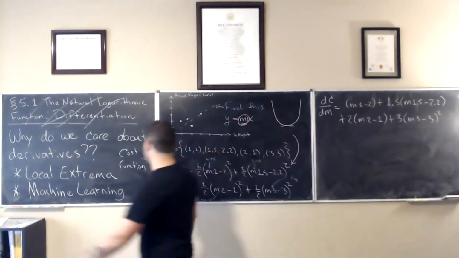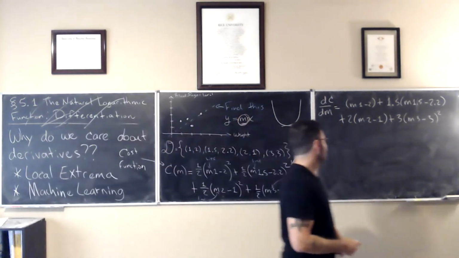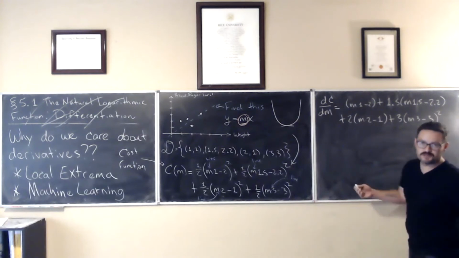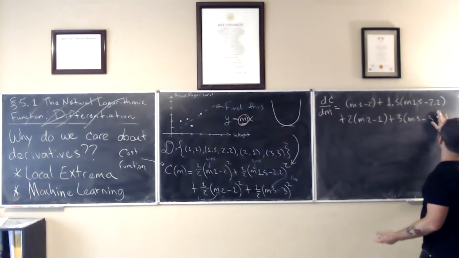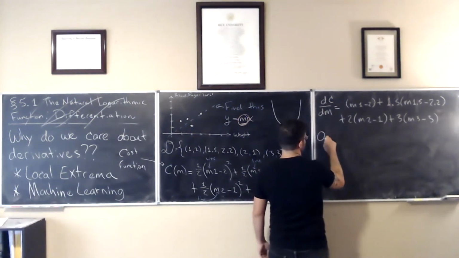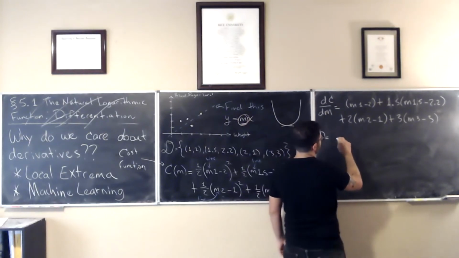And so that's the derivative of the function. And to find the critical numbers, we set this equal to 0 and we solve for m. That's one way of doing it. Oh, there's no square here, sorry. So if we set this equal to 0, what do we have? It's messy, admittedly.